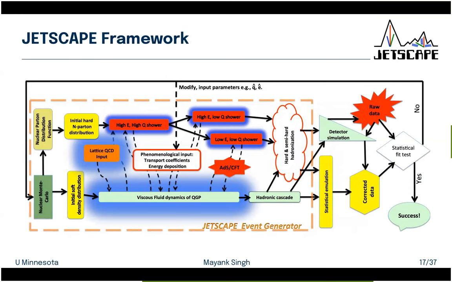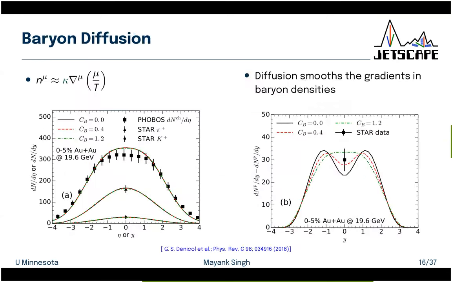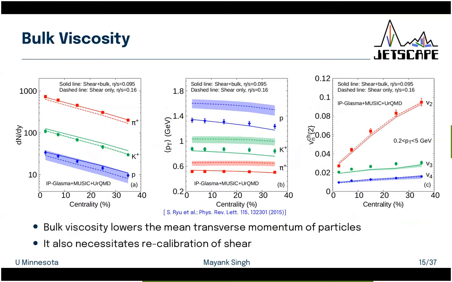There's another question on slide 15. Why are some quantities more sensitive to bulk viscosity than the others? So, in this particular case, we noticed that the introduction of bulk viscosity has also tuned the, we have to retune the shear viscosity to match the experimental data. But this one, even with the different shear viscosities, this essentially shows that you need bulk viscosity.